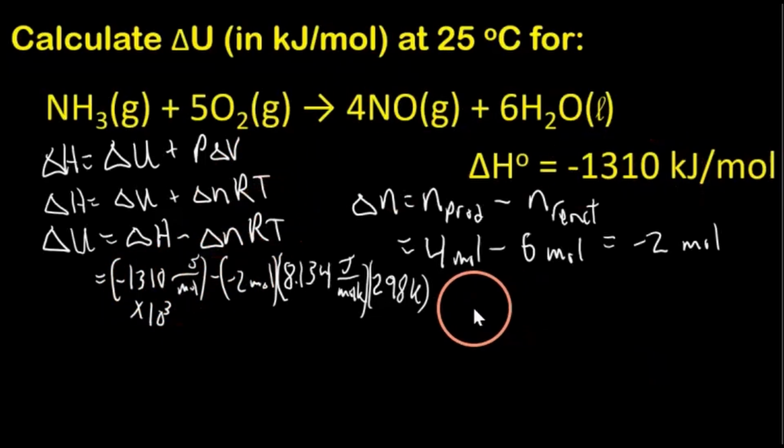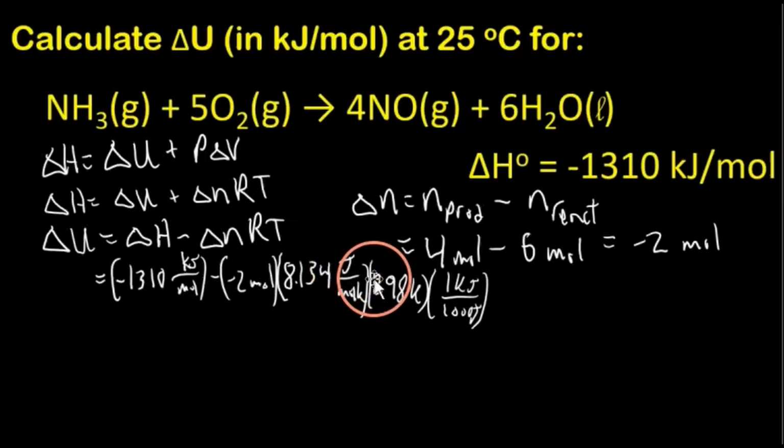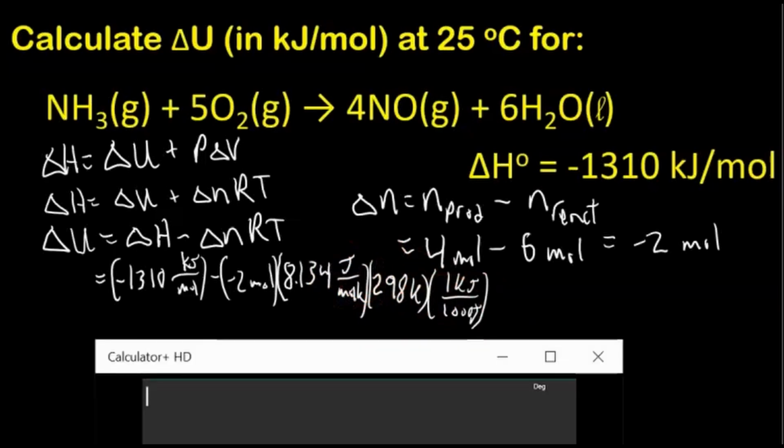Oh, actually, you know what? We don't want to convert that to joules. We want to convert everything to kilojoules. So we'll leave this in kilojoules because the questions ask for kilojoules. Since this is in joules, we want to multiply this by 1 kilojoule divided by 1,000 joules so that joules cancel out and we're left with kilojoules.